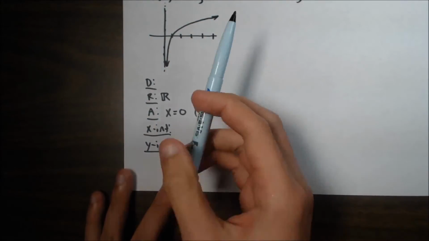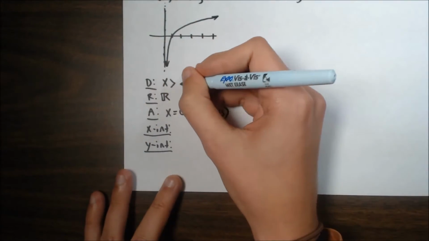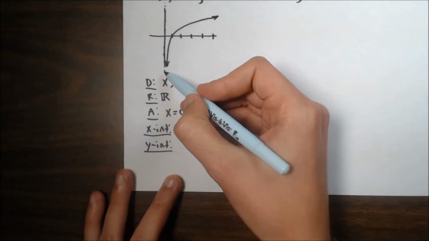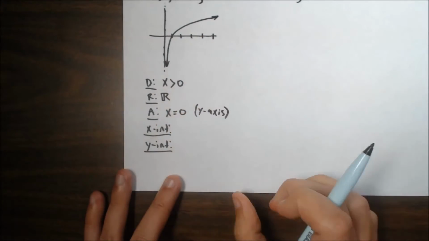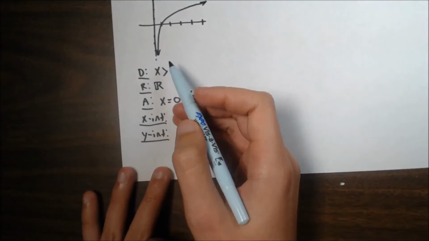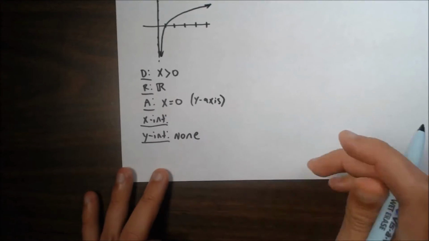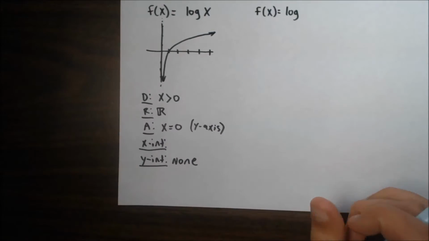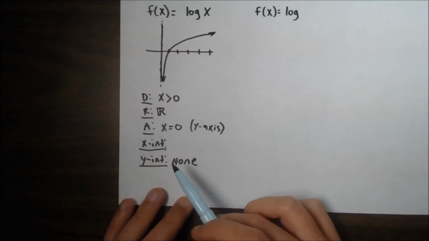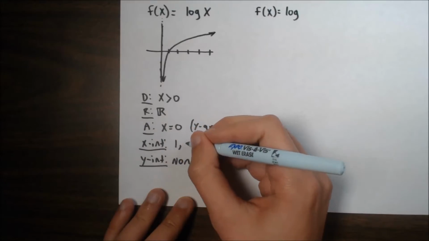So the domain is going to be everything to the right of that. So the domain is where x is greater than 0. Notice I did not put equal to, because it will never actually reach the axis. Which kind of brings me to another point. If it never reaches the axis, then you know that the y-intercept is none. It's never actually going to get there, so it can't have a y-intercept. It can't ever cross the y-axis. And the x-intercept, you can clearly see, is 1, 0.